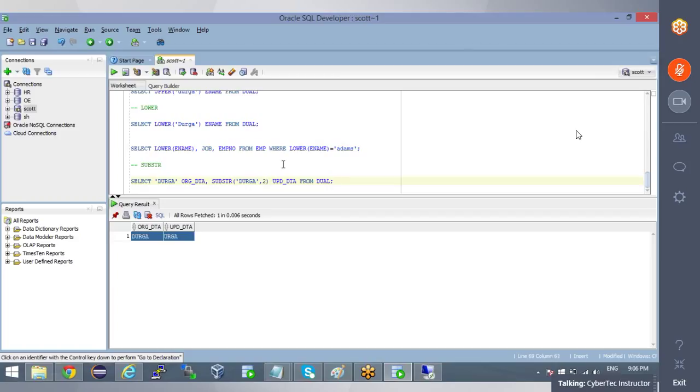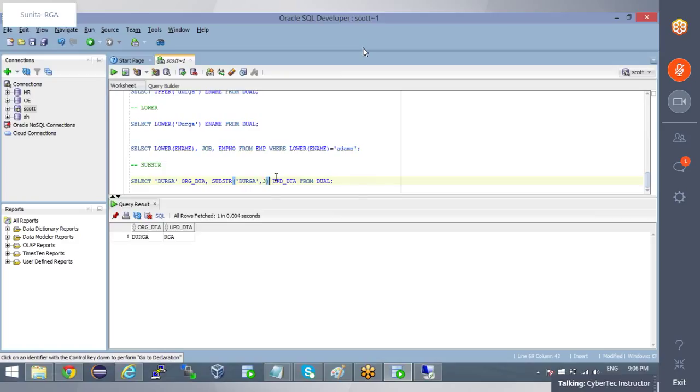If I say I need the output from 3, and I execute it, what is the third position? The third position value is R. So RGA would be my output.